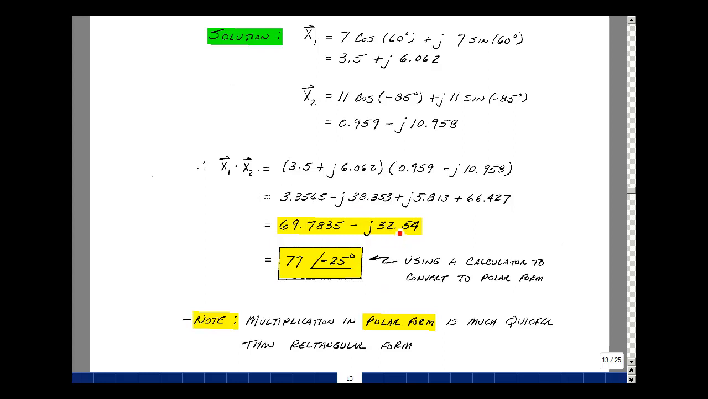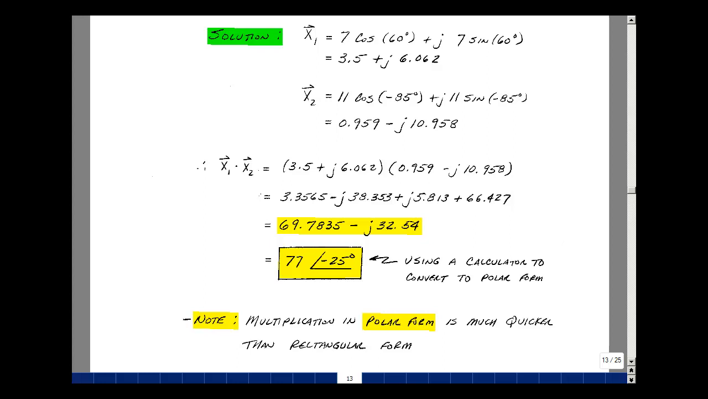I'm going to plug this in my calculator. Got to put two numbers in, get two numbers out. In this case, I get 77 at an angle of minus 25 degrees. I get exactly the same answer I had when we did it in polar form. The technique for doing this on your scientific calculator is usually explained in the little booklet that comes with it. I'm sure you can find it online, but it's not intuitive. Every calculator is a little bit different, and so you need to learn how to do this with your calculator.